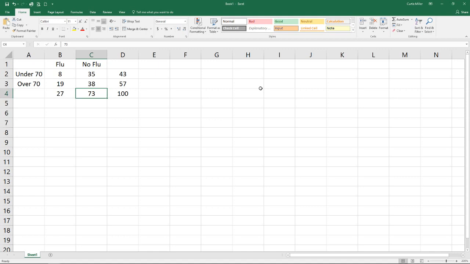Today we will be talking about probabilities. You see here we have a set of data for people based upon their age and whether or not they have the flu this season.